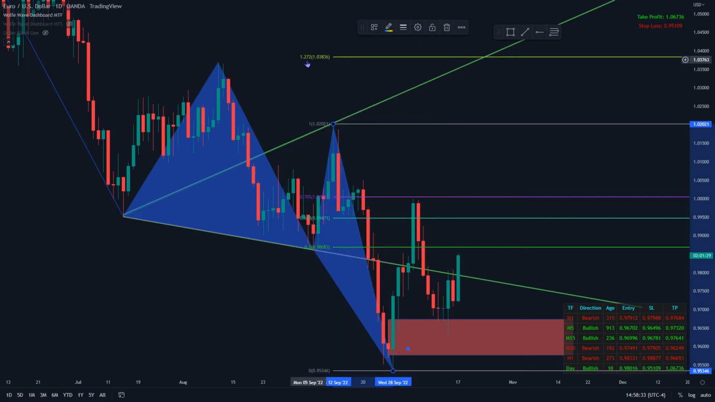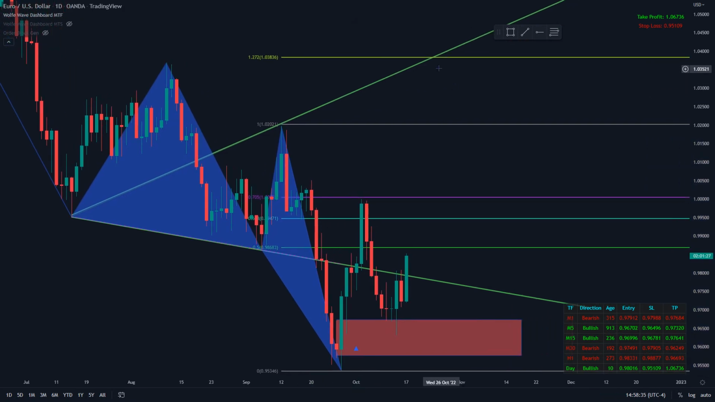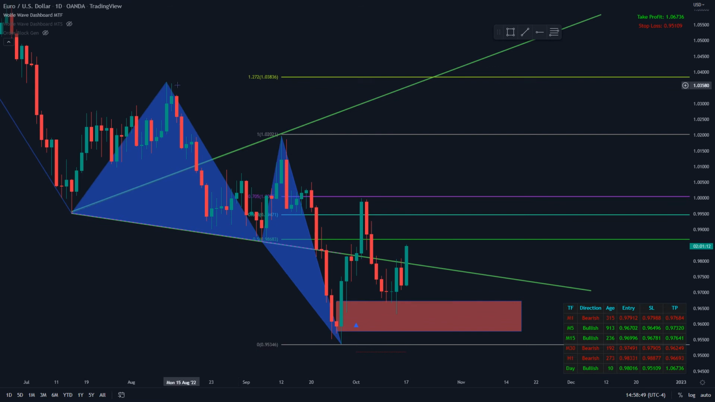The 1.272 level, as we can see, it intersects up here. So we can watch it for price to come to either this level, which coincidentally would also be breaking this high. You see how great it lines up? That is the ultimate take profit level.